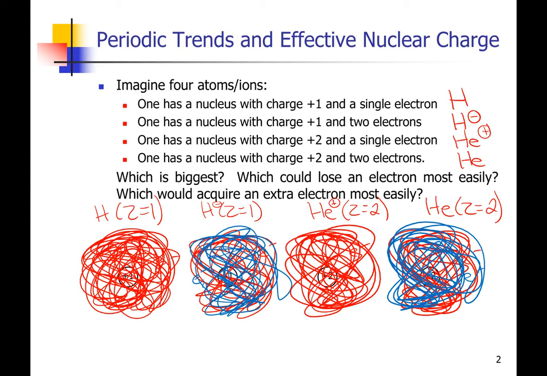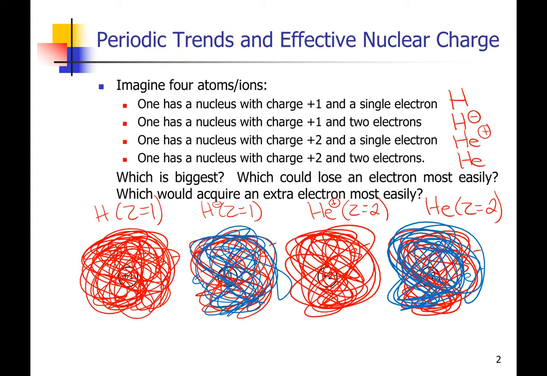Because the size of the atom is dictated by the average distance from the nucleus to the outermost electrons. And if these electrons are held tightly, that'll be small. If the electrons are held loosely, the atom will be big. If the electrons are held tightly, it will take a lot of energy to remove one. If they're held loosely, it won't require very much energy at all. And so what we need to ask ourselves about each of these species is, how much positive charge does the electron actually feel coming from the nucleus?